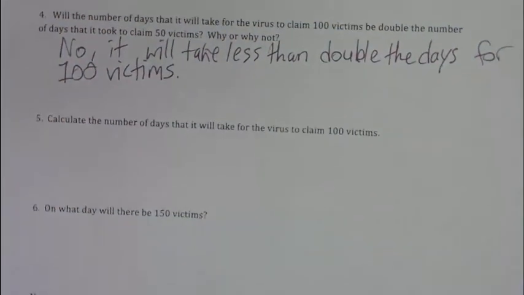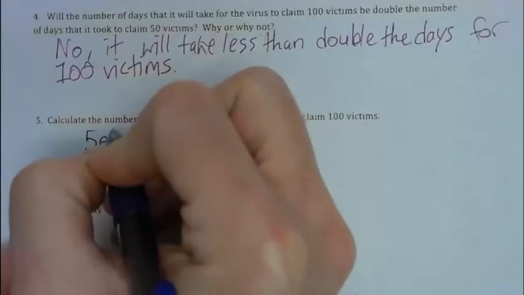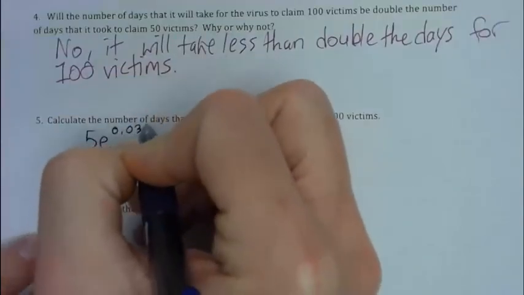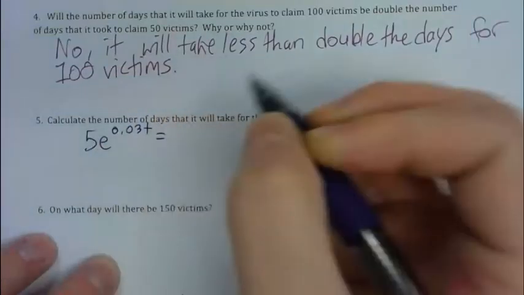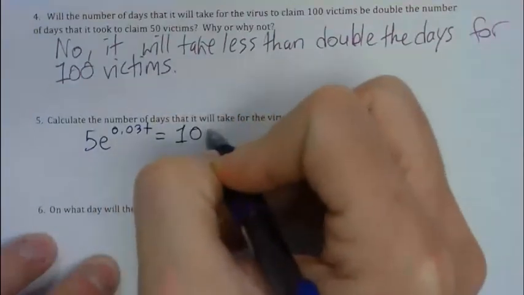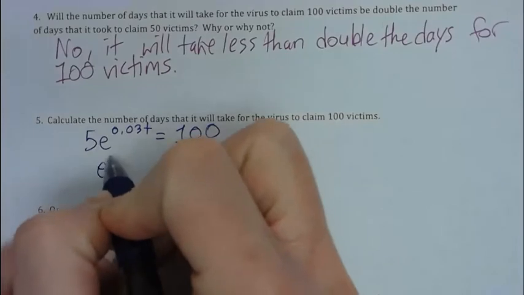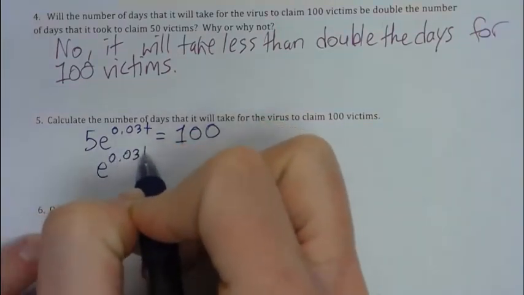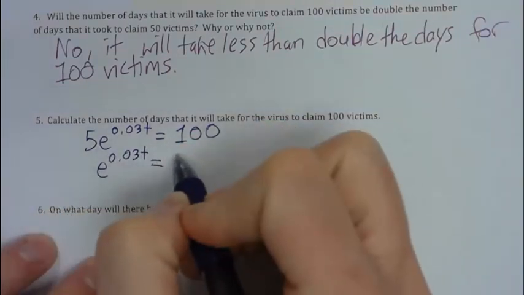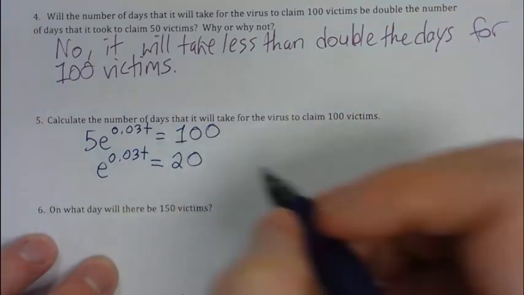All right, so now let's actually find what it would take for 100 victims. Our equation was 5e to the power of 0.03t, and now we're going to see when it's going to equal 100. So first step, divide by 5. Now we have e to the 0.03t equal to 20.